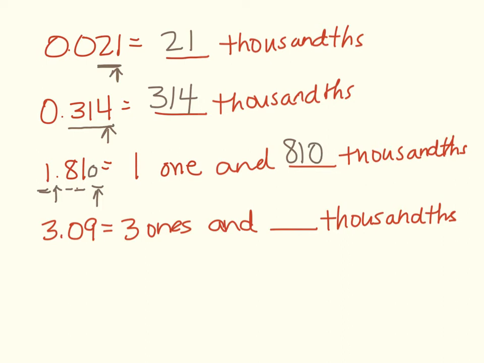Same with this one. There's 3 ones. And how many thousandths? Well, I only go to hundredths here, so to get my thousandths, I've got to stick a 0 on the end. And I'd say this number 90 and then end in thousandths. So 3 ones and 90 thousandths.